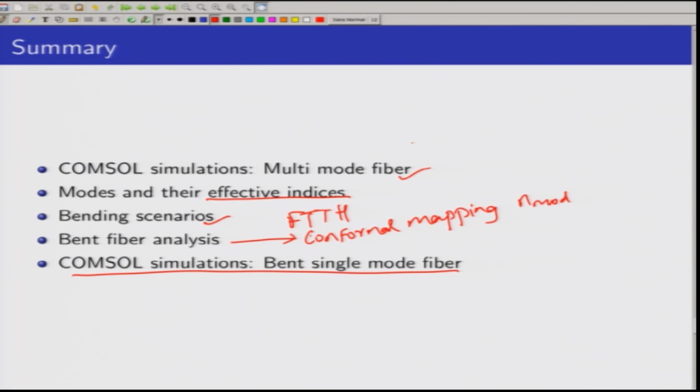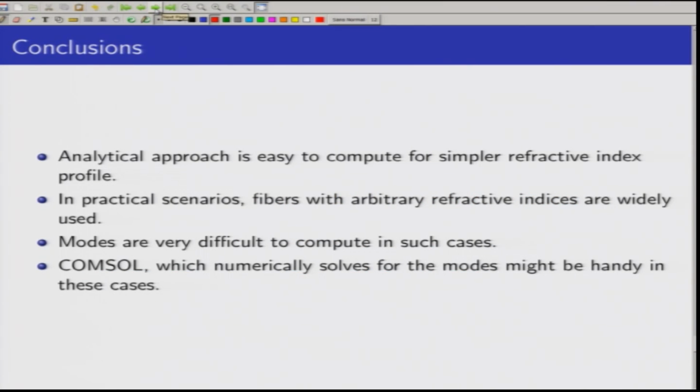Now, what is it that we have drawn from this? As suggested earlier, we can follow an analytical approach as well to solve this problem of modes, but this can be applied in the case of a simpler refractive index, that is, the standard step index profile that we have considered here.